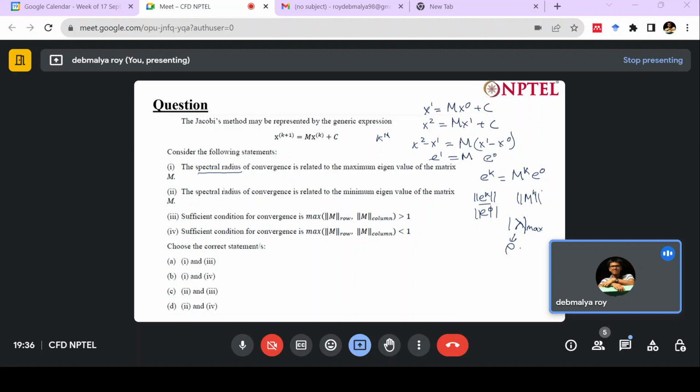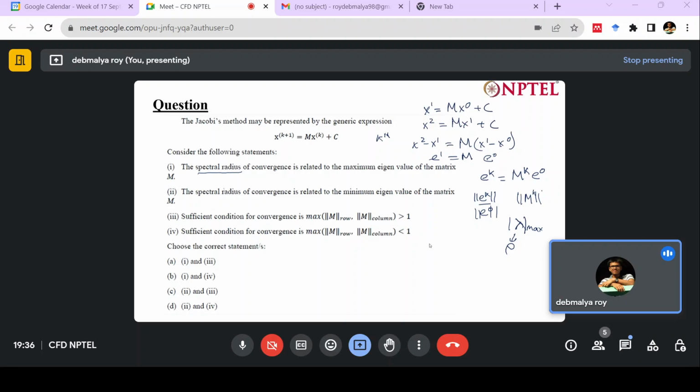There may be other measures as well. Many times finding eigenvalues is very difficult, so many times we just find the one norm and the infinity norm, which are like the column norm and the row norm.